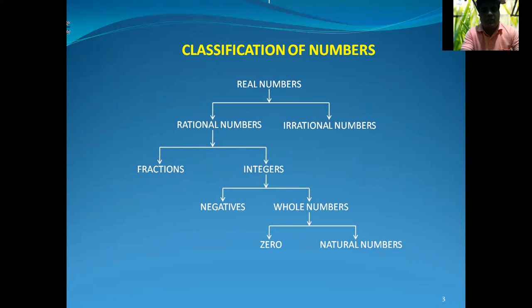We are very much acquainted with the numbers from our childhood days. The numbers play an important role in our everyday life. So talking about that, first comes real number. Real number is divided under the heading of rational number and irrational number. Rational number is divided into fraction and integers. Integer is divided into negative integers and the whole number. And the whole number comprises the zero and the natural number. Basically, we are going to cover the topic of rational numbers in this chapter.